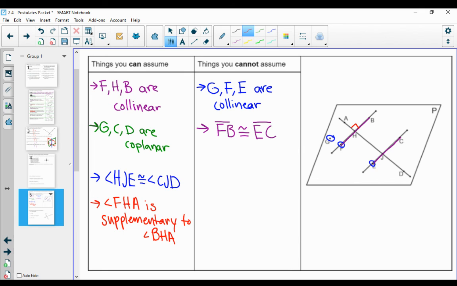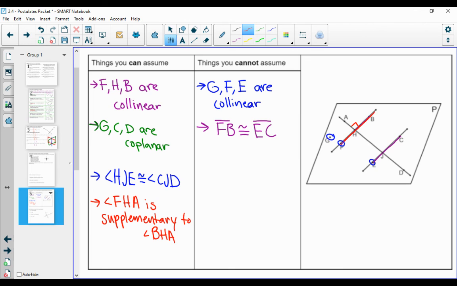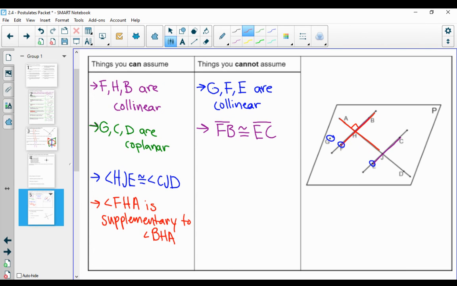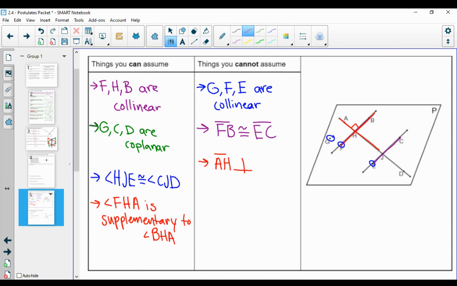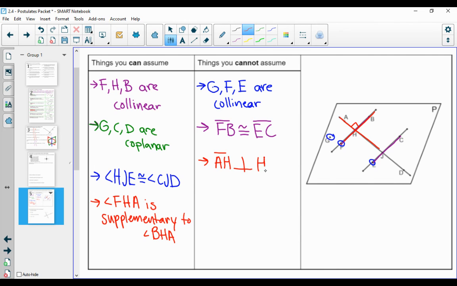Or actually, I'll write that in a different way. I'm going to teach you a new symbol today. If I have two lines that are perpendicular that meet and make a right angle, we've heard this word before. I've just never showed you the symbol. So we cannot assume that segment AH is perpendicular to HB. That's the sign for perpendicular, it looks like an upside down T. And again, these are things we cannot assume, so maybe they would be true, but we don't know it for sure.